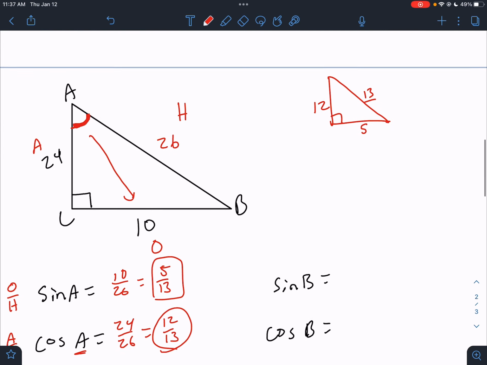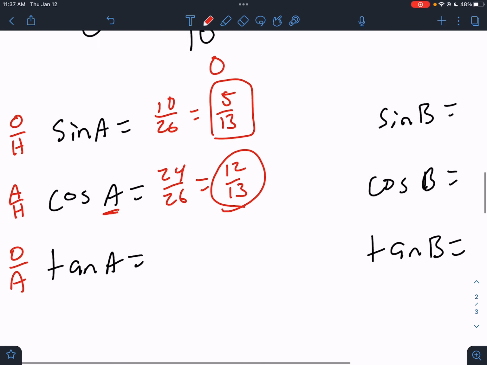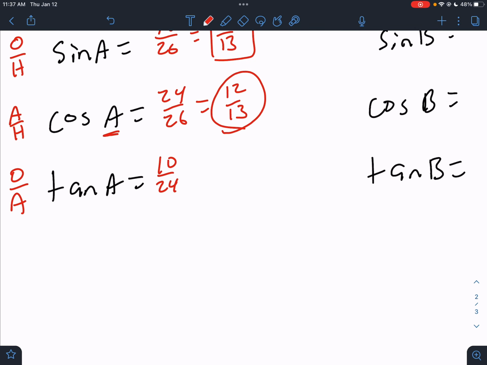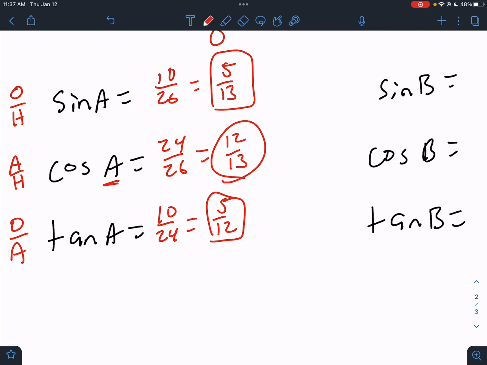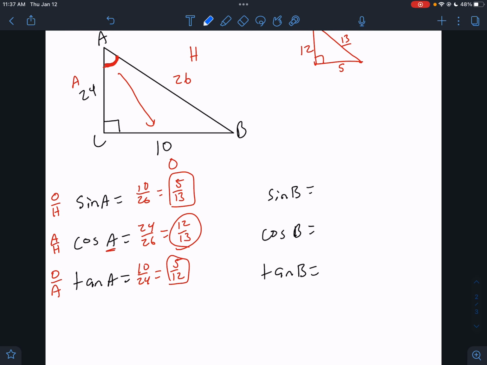Opposite divided by adjacent. We're still talking about angle A here. So what is opposite angle A? That's 10. What is the adjacent leg? That's 24. That is 10 over 24, which must reduce. That would be 5 over 12. So those are all of our ratios for angle A. I'm going to do angle B really quick, but it's the same premise, just a different starting point. So angle B is the bottom right corner. So it's still opposite over adjacent, but 24 is opposite of angle B.